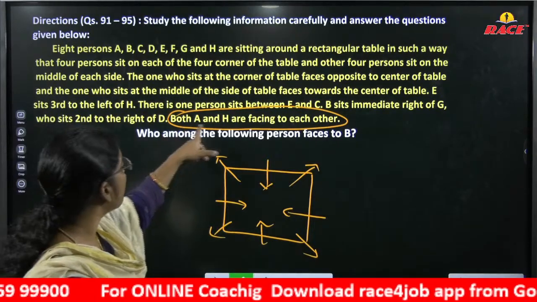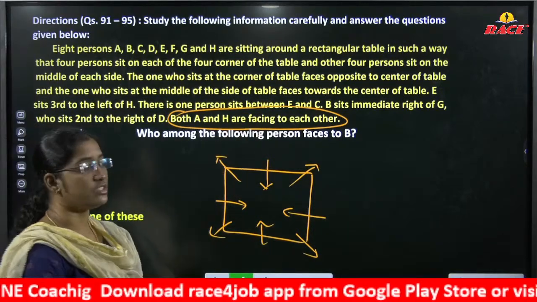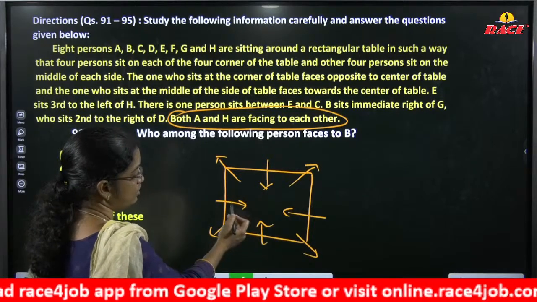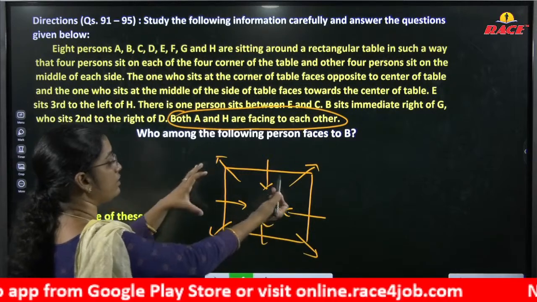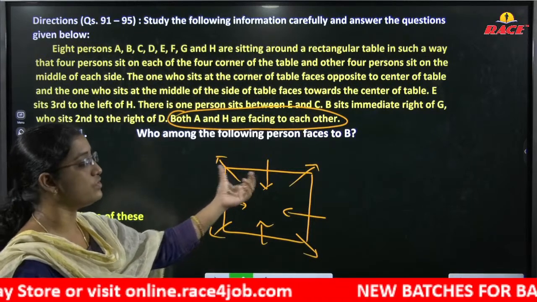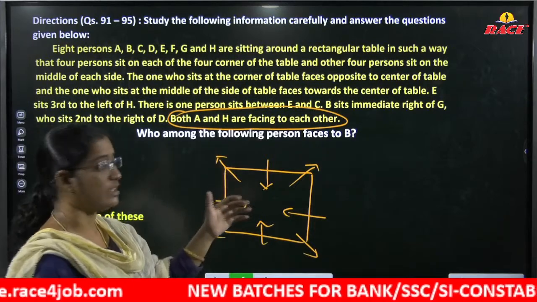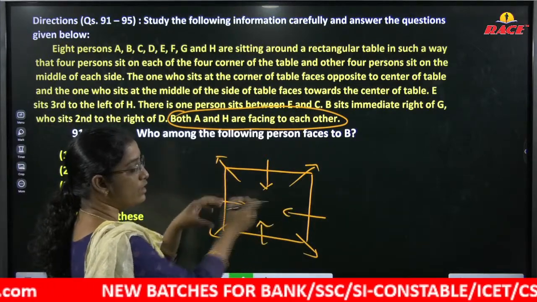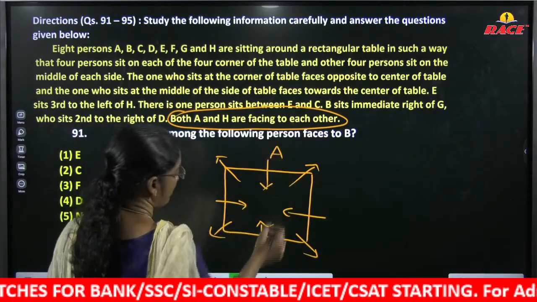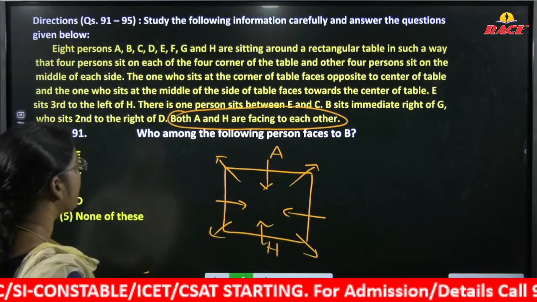Here we have both A and H facing each other. Facing each other means definitely those persons sit at the middle only, right? Here these two persons are facing each other, and here these two persons are also facing each other, but the remaining corner persons face away from the center. That means that condition is not satisfied for the corner positions. So both A and H are sitting in the middle of the arrangement. So I am taking A here and H here. Take these two places, no problem with that.